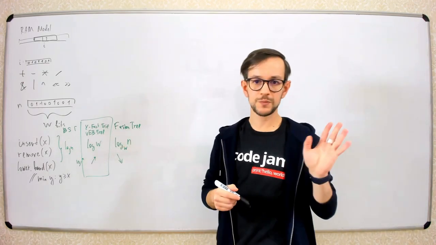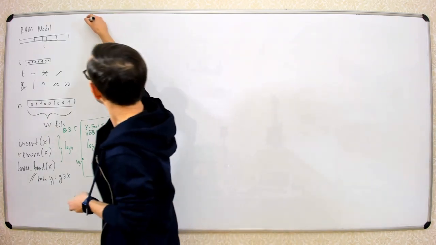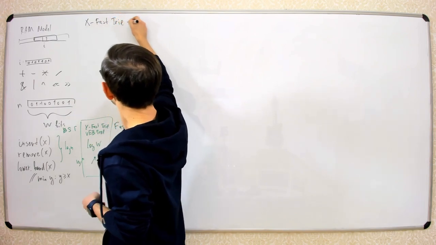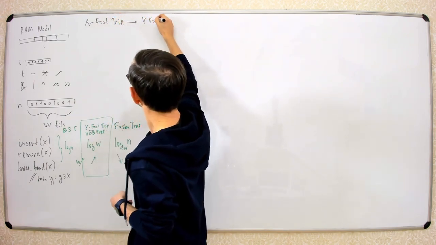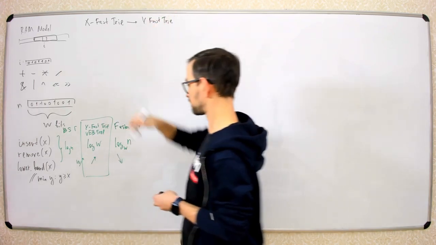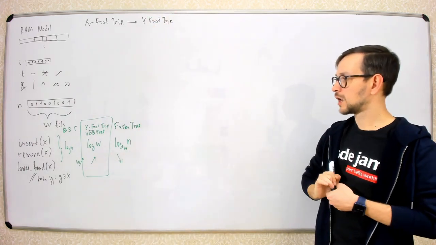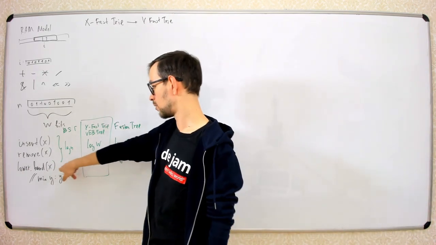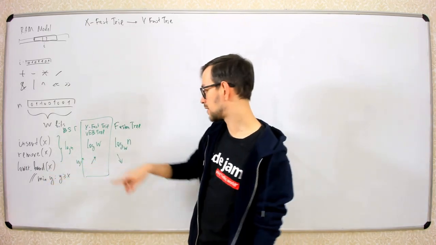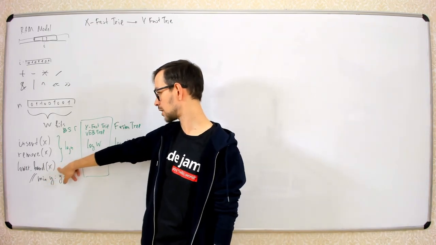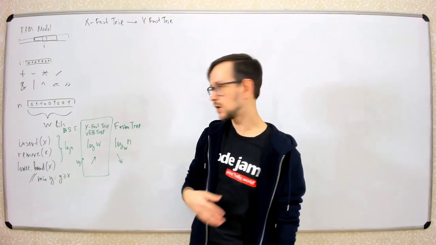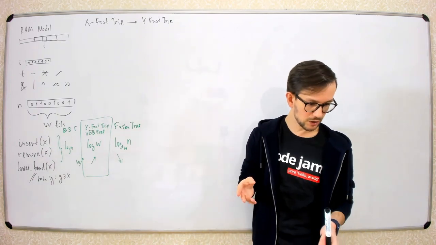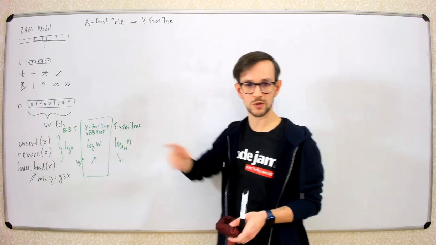What's the structure? We'll build two data structures. We'll build X-fast trie. Then we'll modify it to build Y-fast trie. The main idea of the X-fast trie is to build a structure which has this time complexity for the lower bound. So we will make this time complexity for the lower bound function. And then we'll apply some more tricks to make the insert and remove operations work in log W time as well.